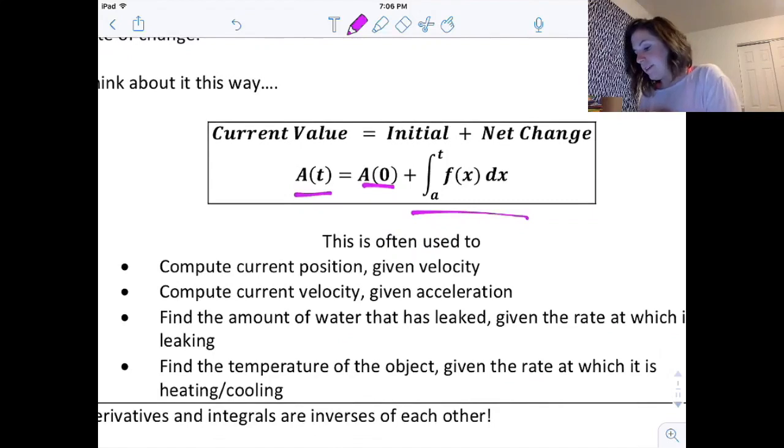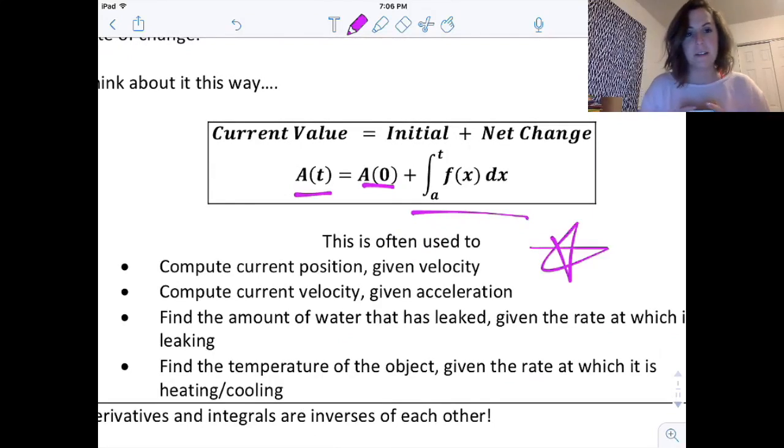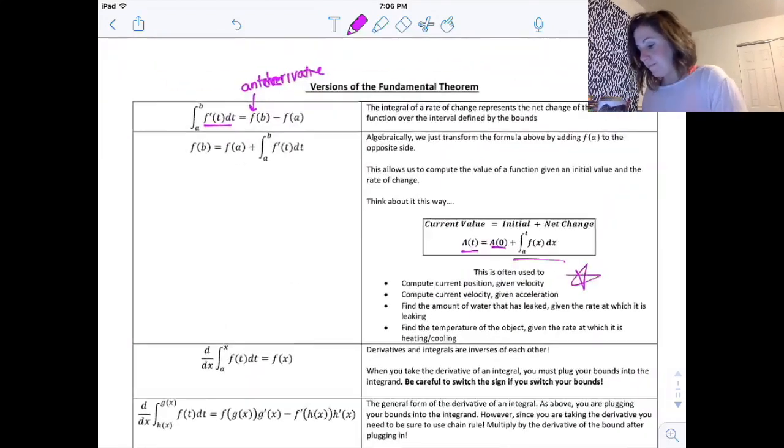Here's where this is often used. Again, we talked about this in class. To get a current position if you know the rate of change. To get a current velocity if you know the rate of change. To get a current amount of something if you know the rate at which it's changing, whether that's temperature, water, or people entering an amusement park, whatever that may be.